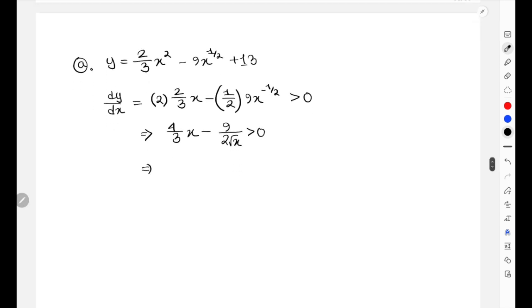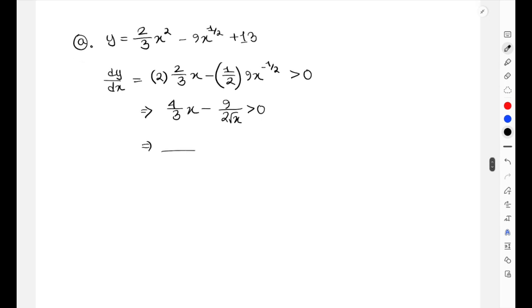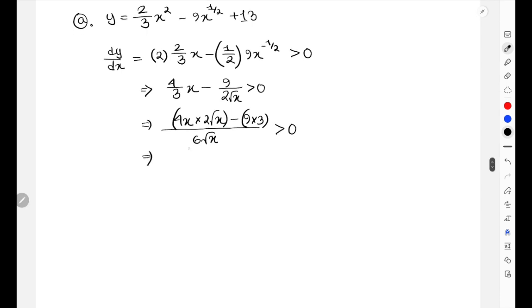After this, I will do the LCM in order to find the range of possible values for x. If I do the LCM for the 3 and the 2 root x, it is going to be 6 root x, which makes the numerator 4x multiplied by 2 root x minus 9 multiplied by 3. Okay, basic LCM we did over here. And then you have 8 x to the power of 3 by 2 minus 27 greater than 0, because the denominator cannot become 0, right?